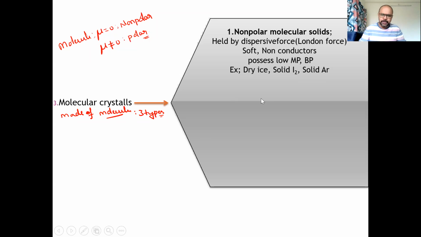There is one thing when it comes to the example of solid argon. Solid argon means what? Argon, noble gas. Helium, neon, argon, krypton, xenon, radon, they're all noble gases. When these noble gases are converted to solid, they become an example of non-polar molecular solid. But noble gases are made of monoatoms, or are they made of molecules? They are made of atoms or molecules? Atoms. When they are solidified, they solidify only as atoms. That means solid argon is made up of atoms.